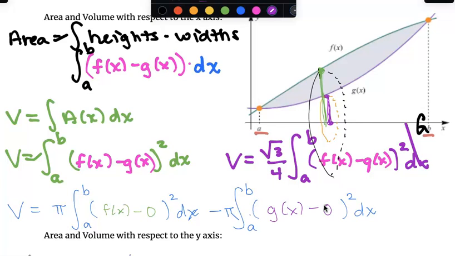If I changed my axis of rotation, then this bound of my radius would change. If my axis of rotation was up above my area, so let's say I was rotating up here, now my inner radius is this red one, from the axis of rotation to f of x, and my outer radius, my big radius, would be from the axis of rotation to g of x. So it would be that red line minus g of x.